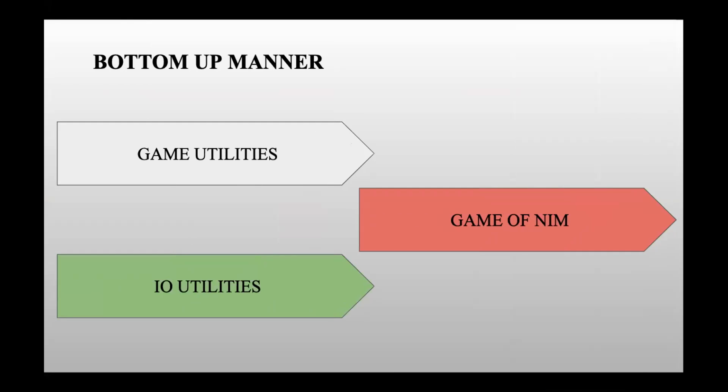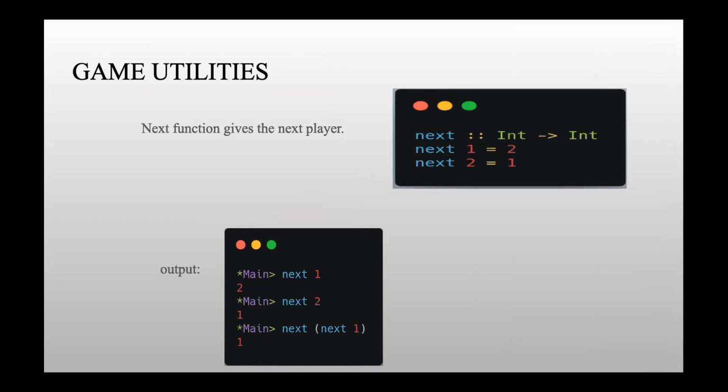Further, the game utilities will be explained by Anusha. Hello everyone. Now let's discuss the game utilities. First is the next function. It tells who is taking the next turn to play the game. The next function takes an integer as input and gives an integer as output. If player 1 is playing, the next function will give 2. The same goes when the second player is playing: the next function will give 1 as output.